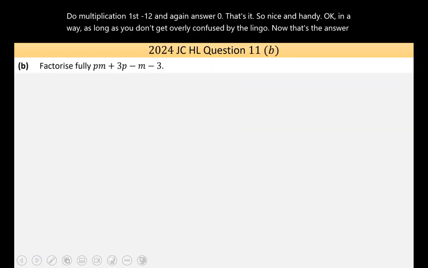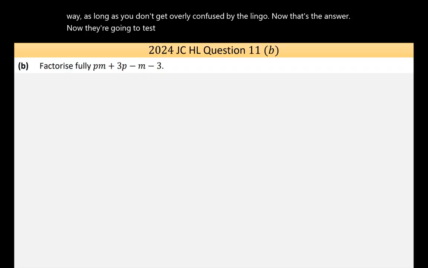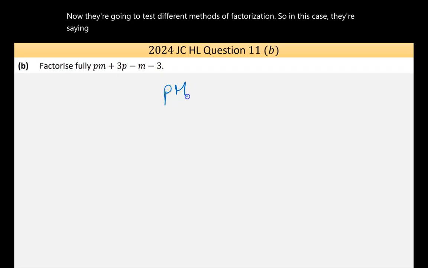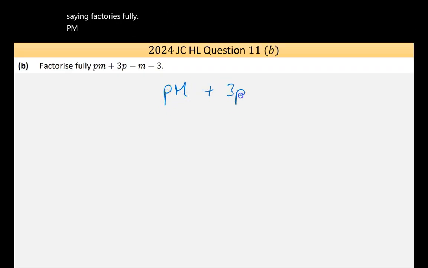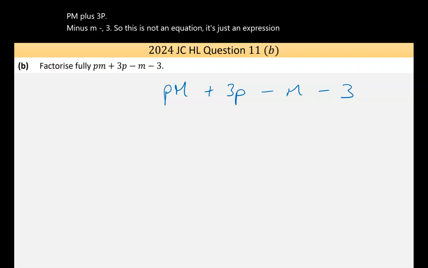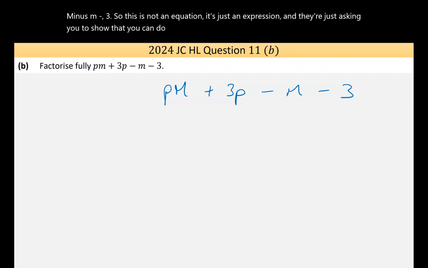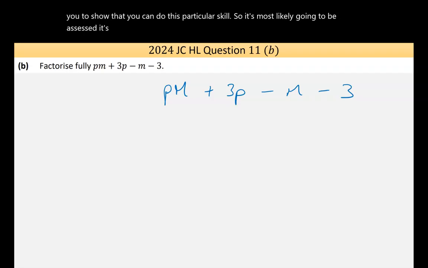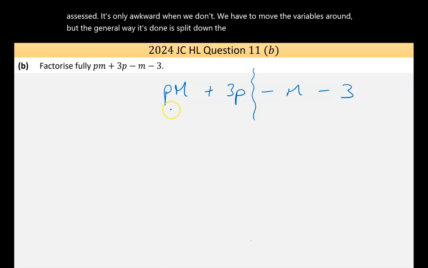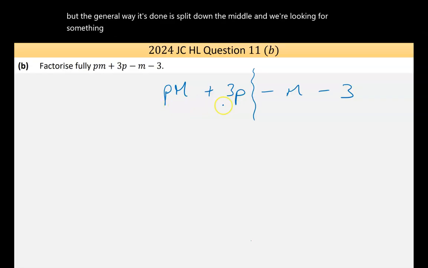Now, they're going to test different methods of factorization. So in this case, they're saying factorize fully pm + 3p - m - 3. So this is not an equation, it's just an expression, and they're just asking you to show that you can do this particular skill. It's only awkward when we have to move the variables around, but the general way it's done is split it down the middle, and we're looking for something common to both of these terms. Now I can see p is common.